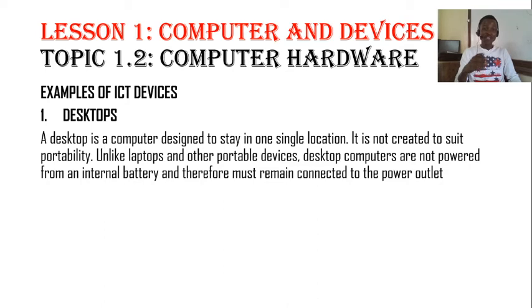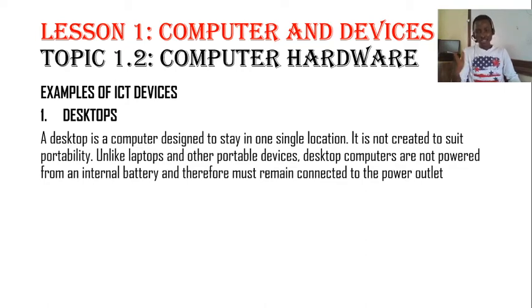So the first example of a device that we are calling ICT devices are the desktops, like what I'm using right now. Let me just give you an image. Before I give you the image of the desktop, which I don't want to assume that everybody has seen, that's why I have the image for that. A desktop is just a computer that has been designed to stay in one single location.